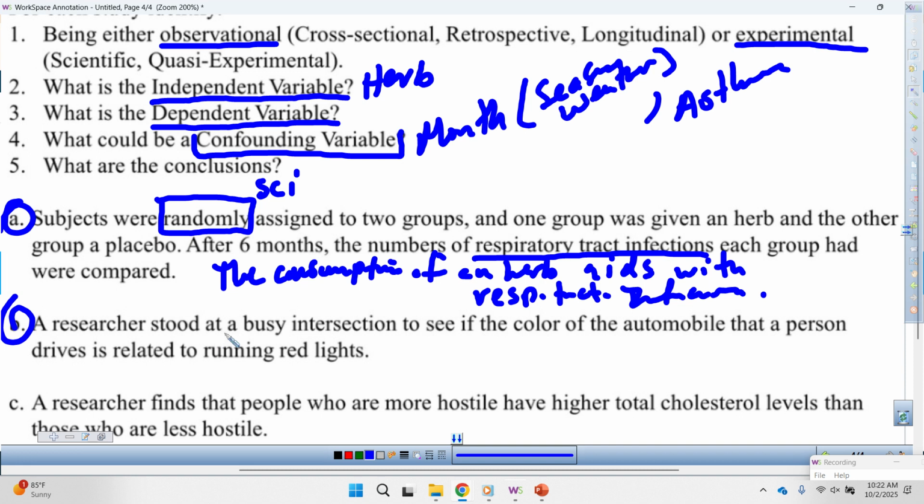A researcher stood at a busy intersection to see if the color of an automobile that a person drives is related to running red lights. Tell your neighbor if that's observational or experimental. Is it observational or experimental?